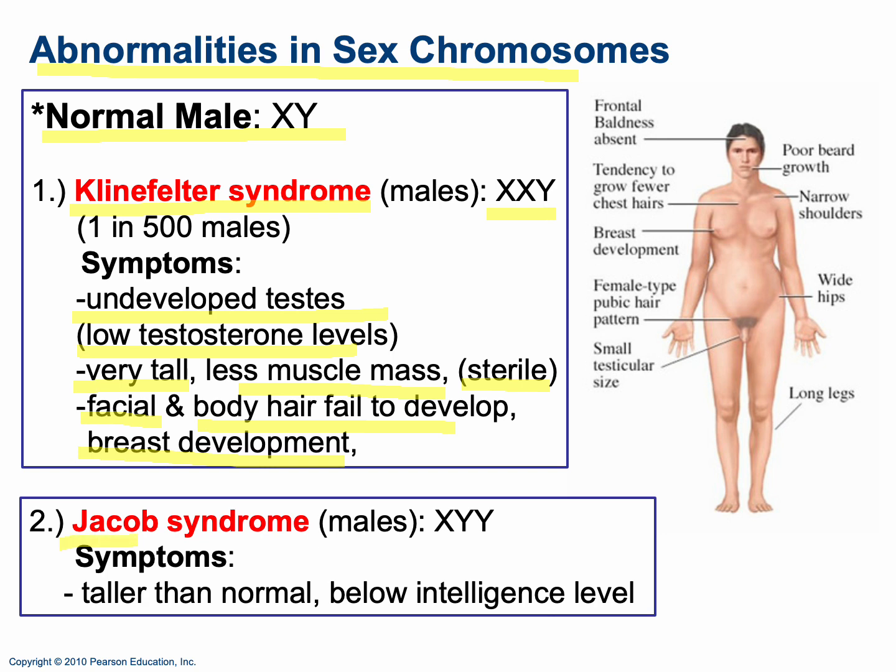Another type of syndrome found in men is the Jacob syndrome, where their chromosome set is XYY. Typically, these men are taller than normal, and they have a below intelligence level. So again, if they were to take a standardized type of test, an IQ test, they would score very low on that. So this is just exposing you to several different conditions that are out there.